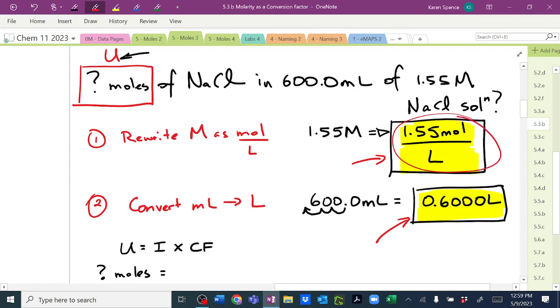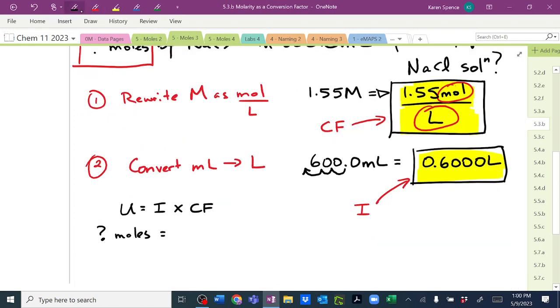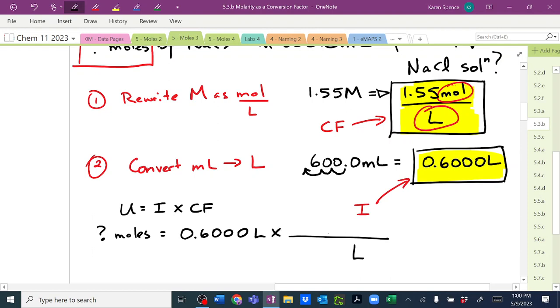Okay, so this one has 2 units in it, moles and liters, so it is the conversion factor, yes? And that means that this one is our initial quantity, so we're going to have our initial quantity 0.6000 liters times our conversion factor. Now, what unit do we need on the bottom? We need liters, and that means we need to have moles on the top, which means that the 1.55 does indeed go on the top with the mole.